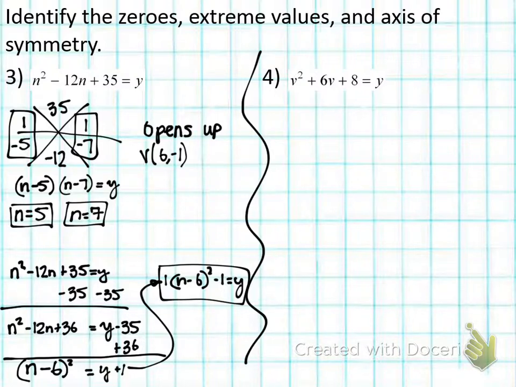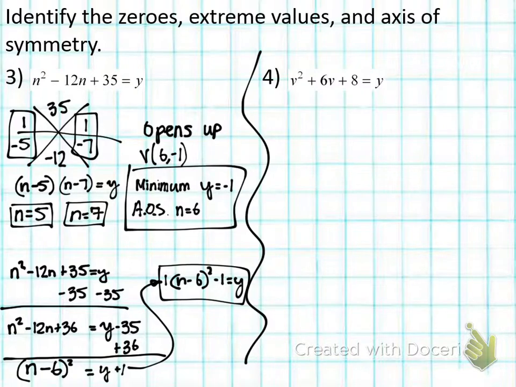Okay, so since we know it opens up, there's going to be a minimum at y is equal to negative 1. And we know that there's going to be an axis of symmetry at, in this case, the letter we're using is n, so it's n is equal to 6. That's it. A lot of work for one of them, right? The reason we're doing a lot at once is because we already know all these skills. You should already know how to do all of this, okay?